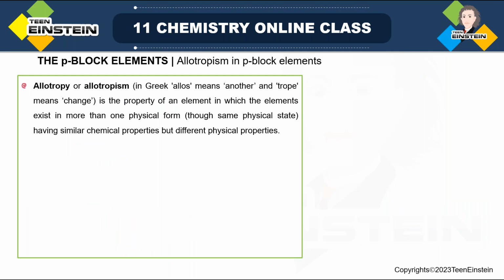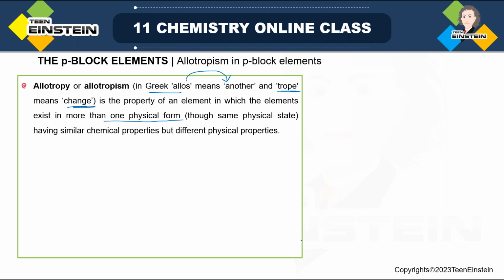The next general property we are going to discuss for p block elements is allotropism. Allotropy or allotropism, how do we get this term? It is generated from the Greek term allos, which means another, and trop means change. That means another form with changed structure. So this is a property of an element in which the element can exist in more than one physical form.